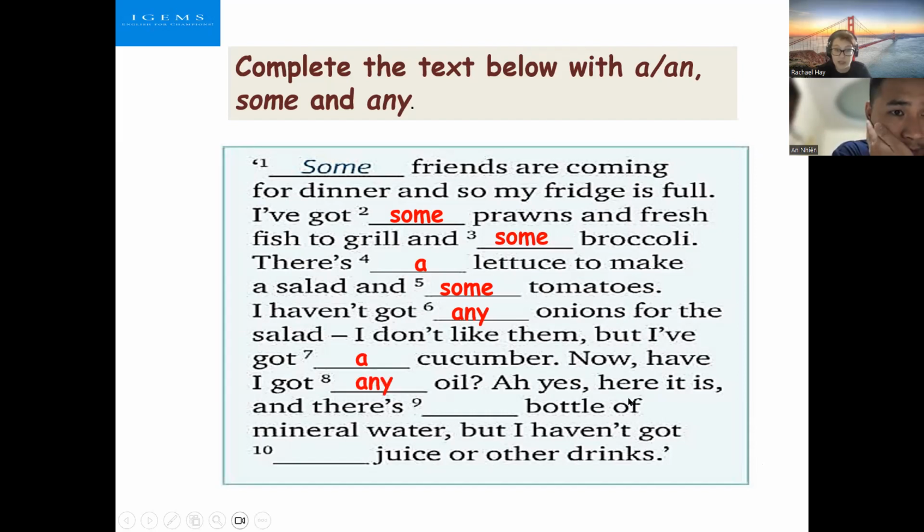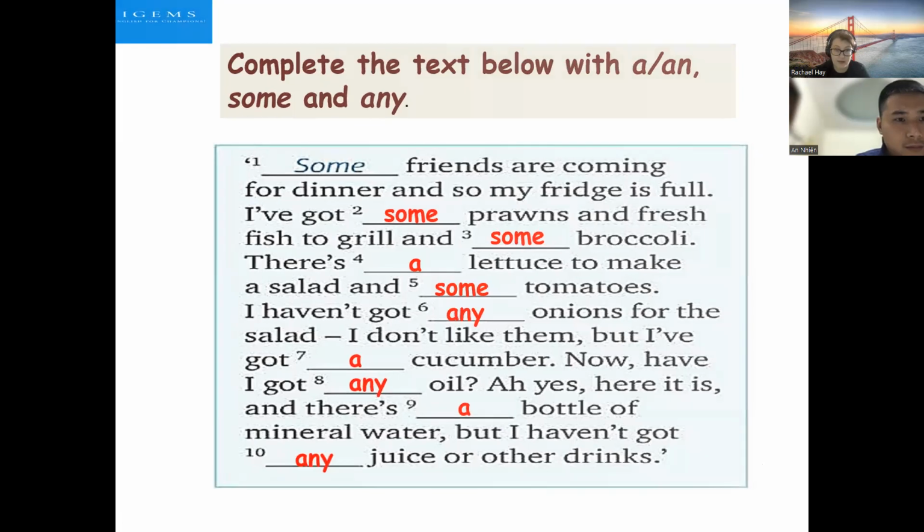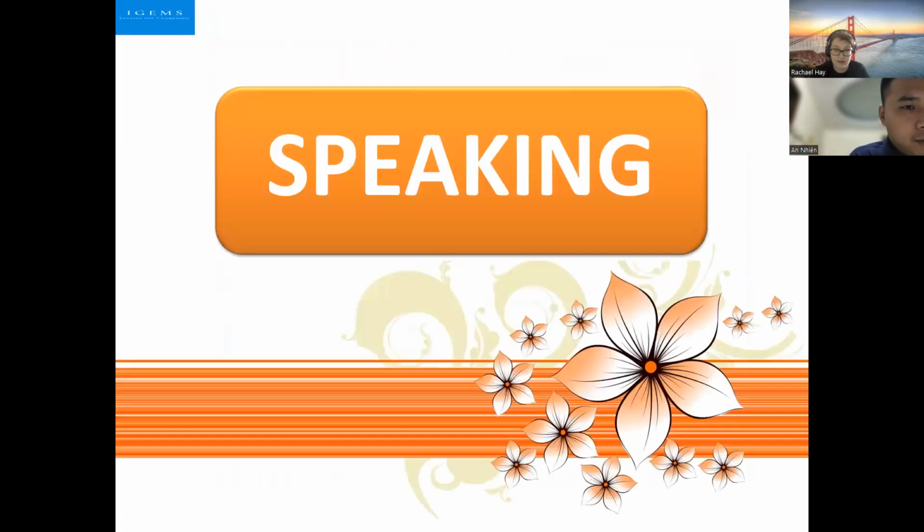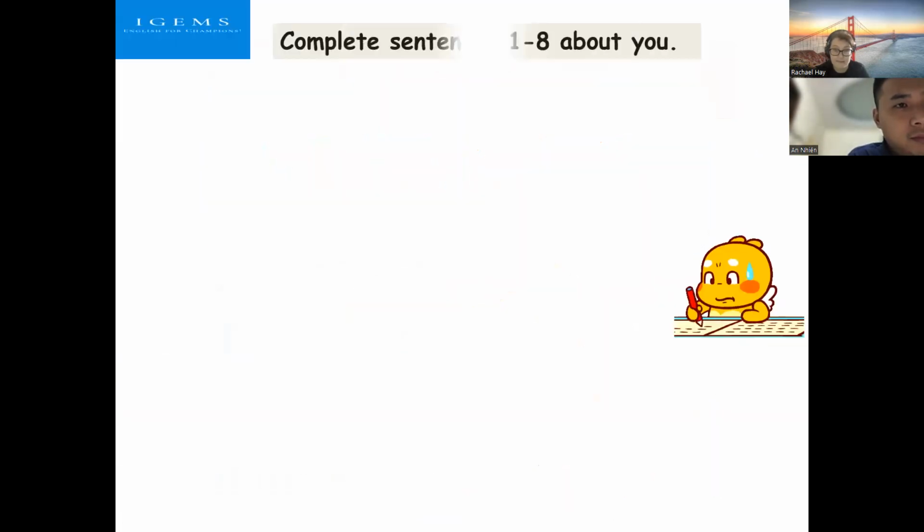And there's a bottle of mineral water. So one bottle. But I haven't got juice or other drink. Any juice.